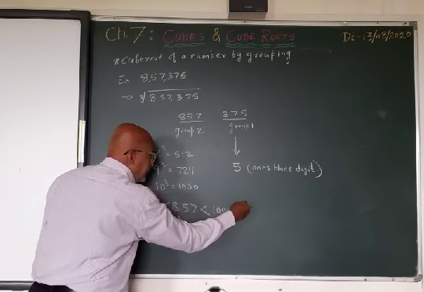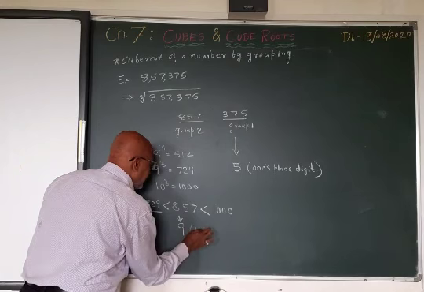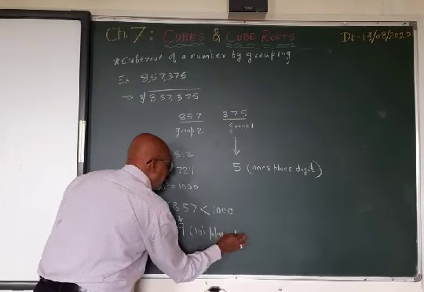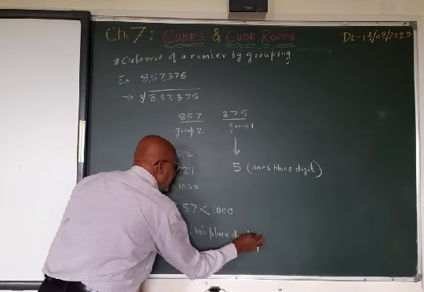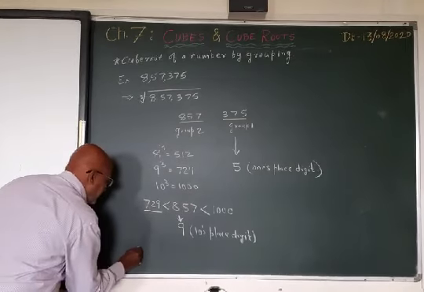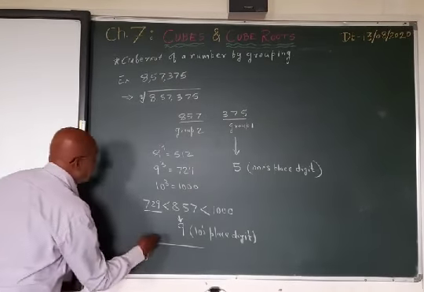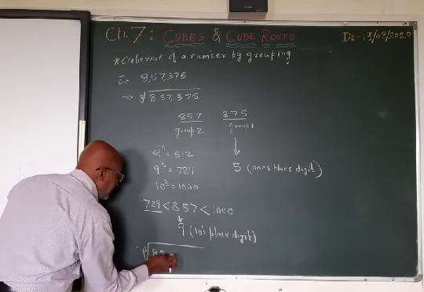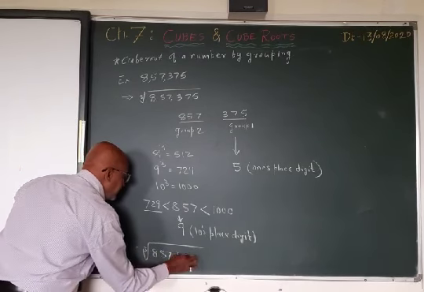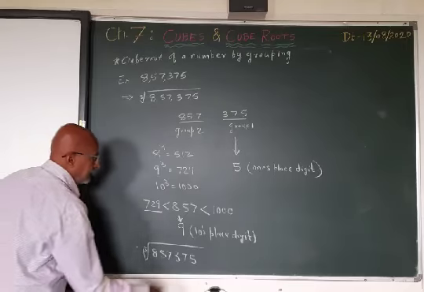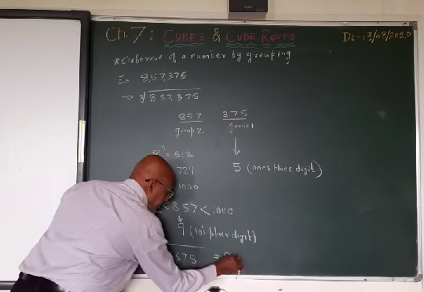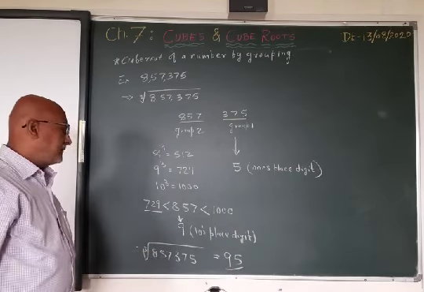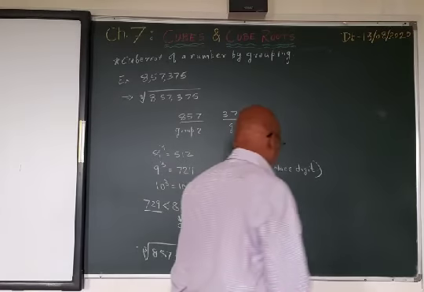So this is the unit place digit, and this will be the tens place digit. So therefore the cube root of 857,375 will be equal to 95. So this is the cube of 95. Let's cross check.